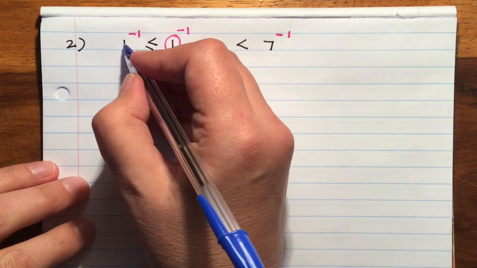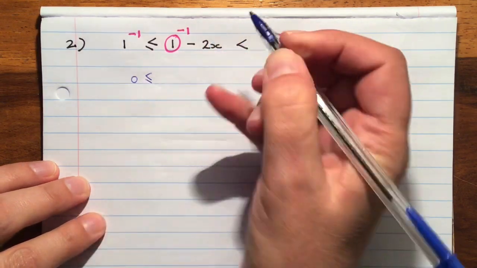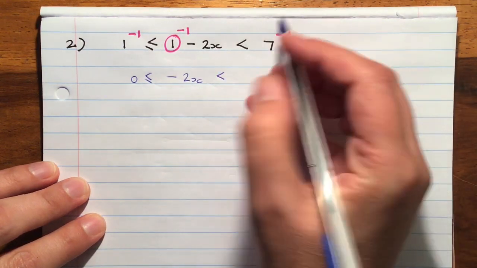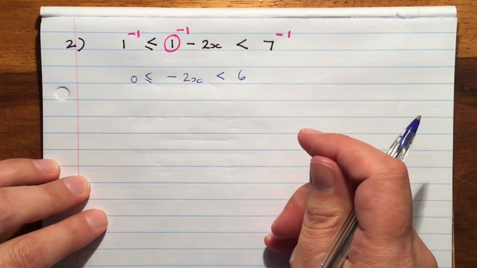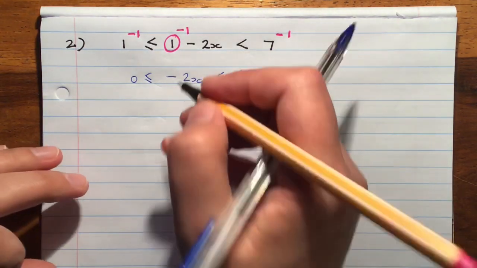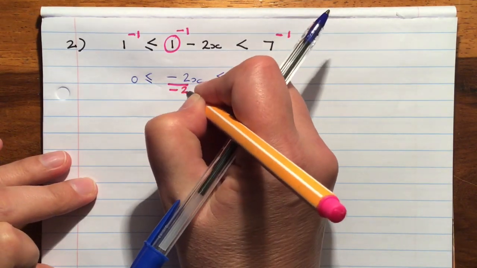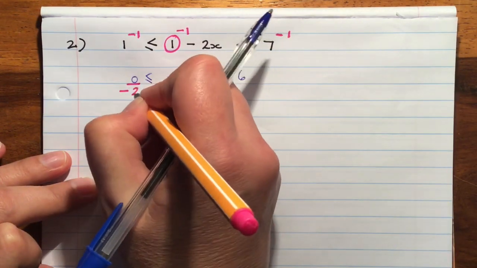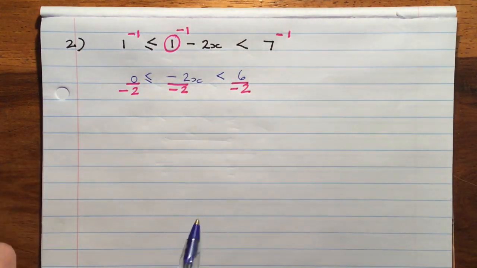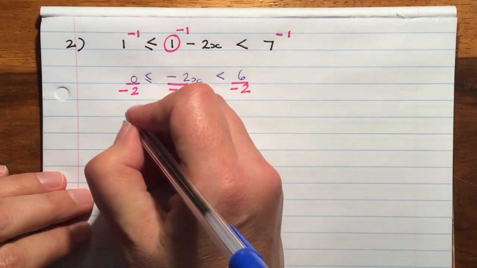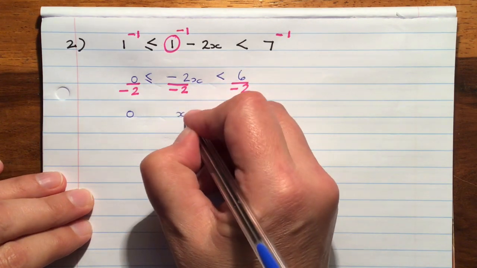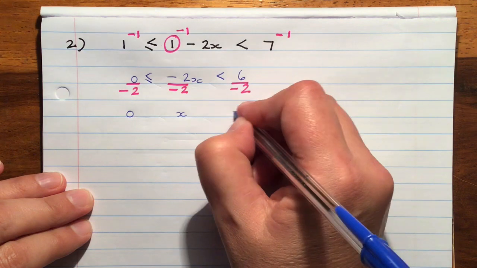So on the left-hand side, 1 minus 1 is 0. In the middle, we're left with negative 2x. And on the right, 7 minus 1 is 6. Right, let's go back to the middle again. We've got minus 2x. So we need to divide by negative 2 to get rid of that. So everywhere we're going to be dividing by negative 2. Okay, now 0 divided by negative 2 is still 0. Negative 2x divided by negative 2 is x. And 6 divided by negative 2 is negative 3.